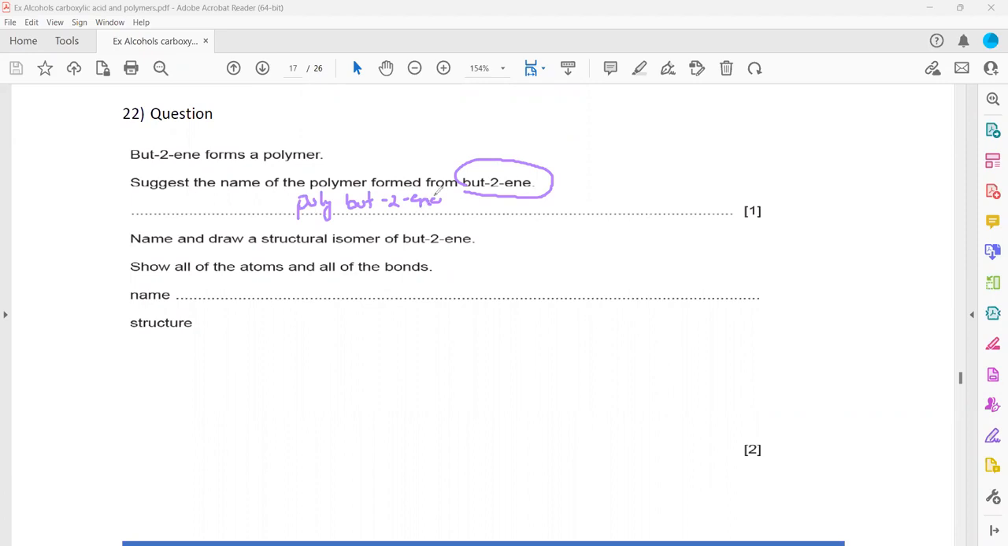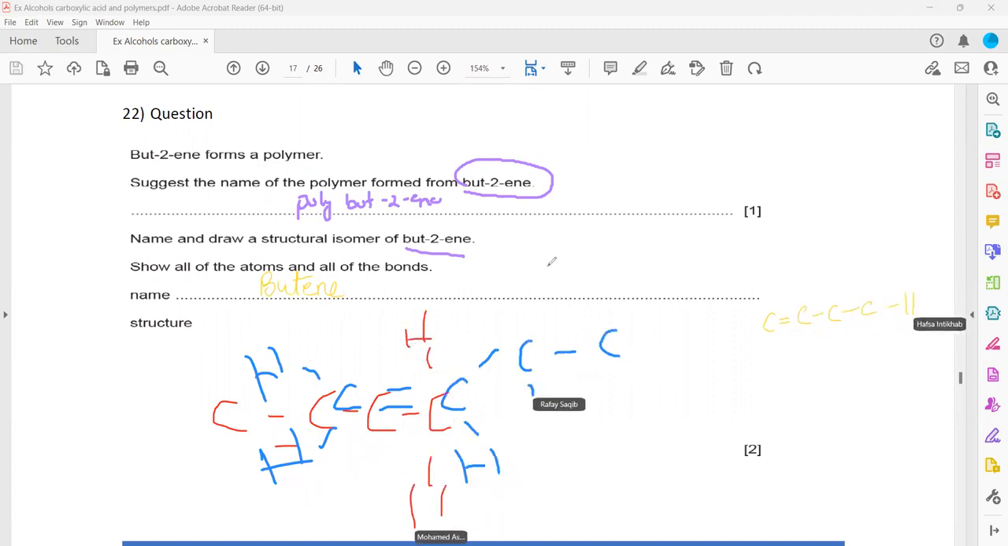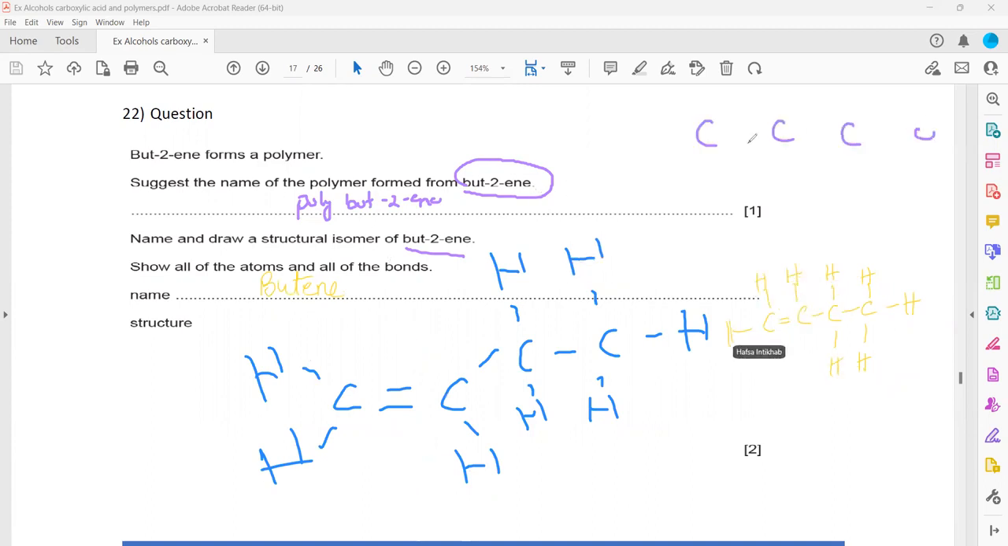Now name and draw the structure of a structural isomer of butene. We have but-1-ene, which we can draw, or you can also say butene. You can use any part of the screen to draw the structure; it's not necessary that you all use the same part. But-1-ene means the double bond is at the first carbon, and the remaining are single bonds. This will have two hydrogens, this will have one, this will have two, and this will have three hydrogens.